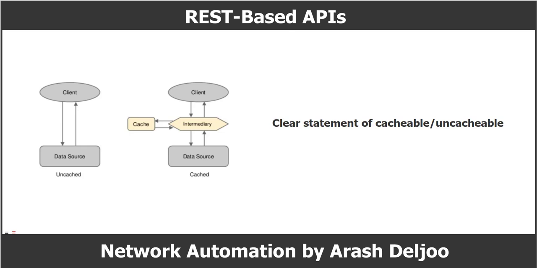The next attribute of REST-based APIs is a clear statement of cacheable or uncacheable. To appreciate what is meant by cacheable, consider what happens when you browse a website. When your browser loads a new web page, the page itself contains a variety of objects like text, images, videos, and audio. Some objects seldom change, so it would be better to download the object once and not download it again. In that case, the server marks that object as cacheable.